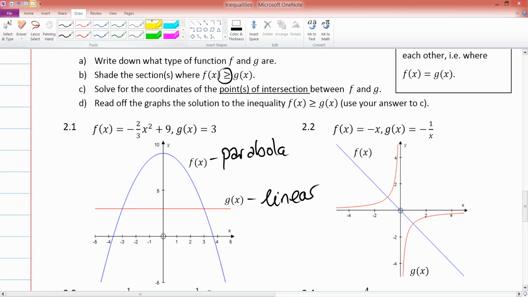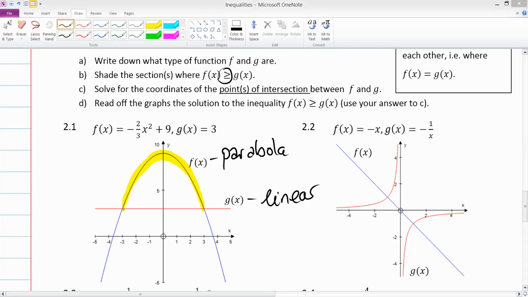So f of x is the blue graph. Where is the blue graph above the red graph? It's going to be between there and there. Since I've shaded something and it's unbroken, what type of inequality am I going to have? Lisa, what do you think? I'm not sure, ma'am. I forgot what it's called. Okay, if your highlighting, like I've done here, is unbroken, that means your inequality must also be unbroken.